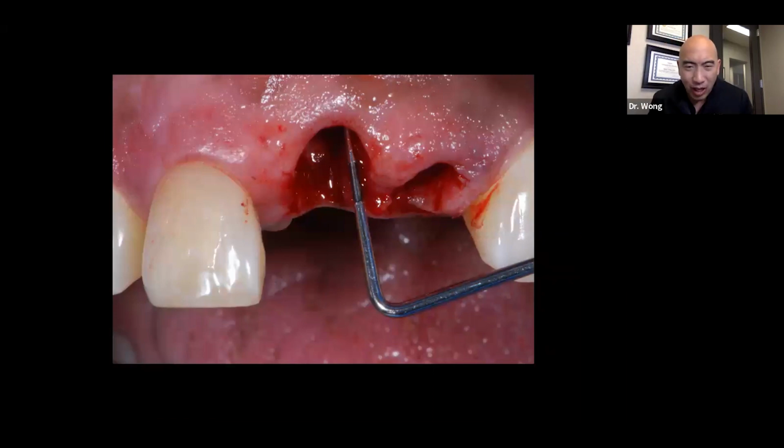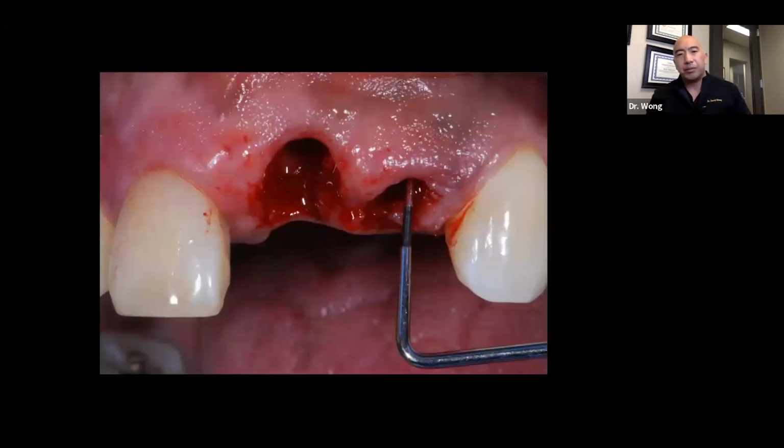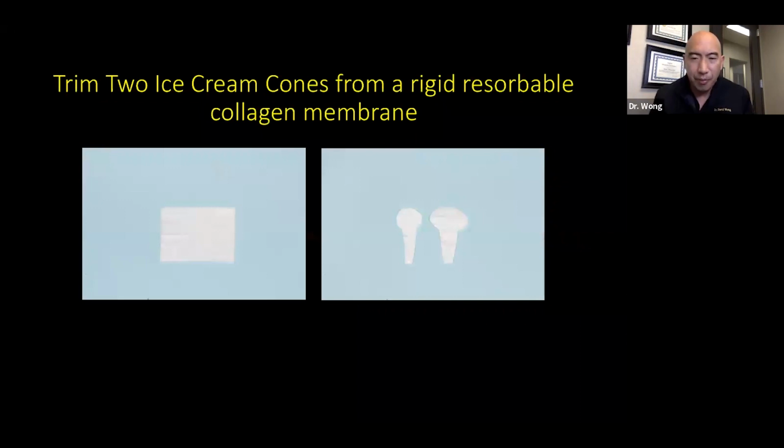And we're not going to measure the fenestration. You just have a feeling. Is it 5 or less, roughly? That's fine, okay? So what you're going to do is you're going to take a piece of membrane.